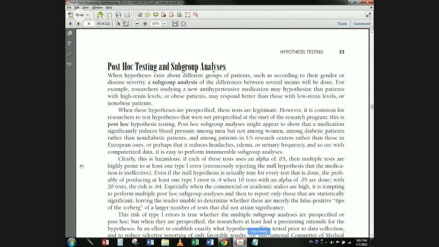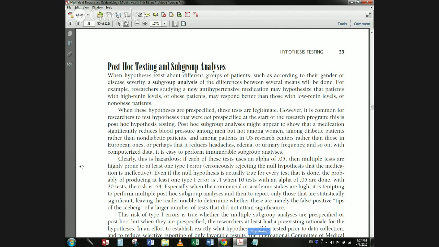However, it is common for researchers to test hypotheses that were not pre-specified at the start of the research program. This is post hoc hypothesis testing. Post hoc subgroup analysis might appear to show that a medication significantly reduces blood pressure among men but not among women, among diabetic patients rather than non-diabetic patients, and among patients in US research centers rather than those in European ones, or perhaps that it reduces headaches, edema, or urinary frequency, and so on. With computerized data, it is easy to perform innumerable subgroup analyses.